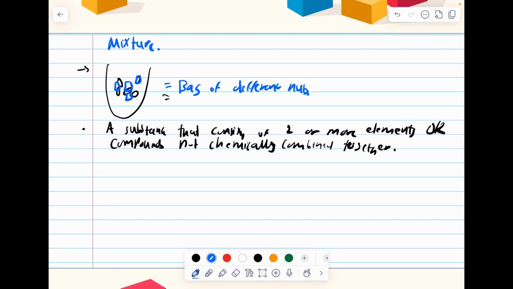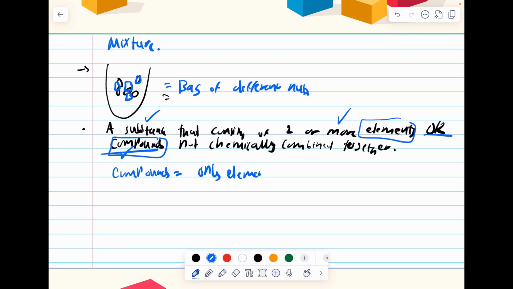So, a mixture is a substance. An element is a substance. A compound is a substance. A mixture is a substance. We've established that. Now, it consists of 2 or more elements or compounds. Now, here is the difference. Previously, we looked at compounds and we said compounds are made up of 2 or more elements bonded together. Here in mixtures, it can be elements or it can be compounds. So compounds is only elements.